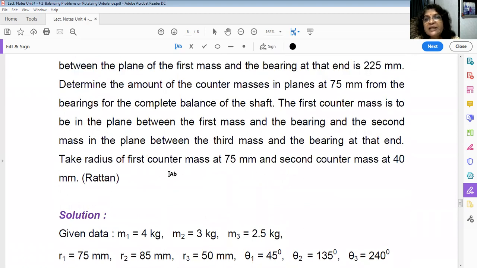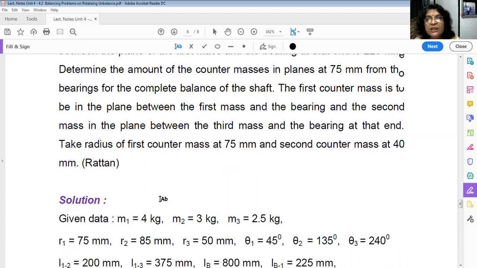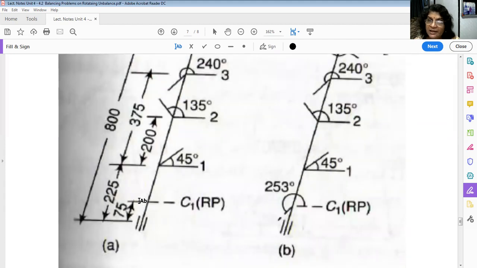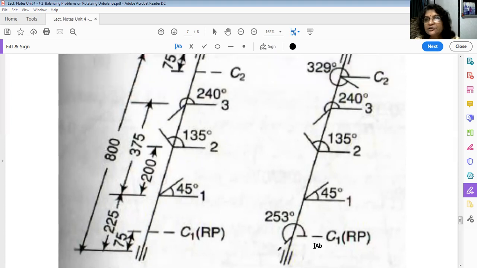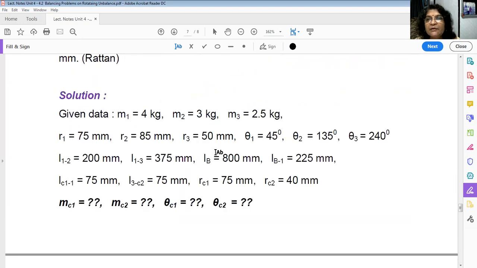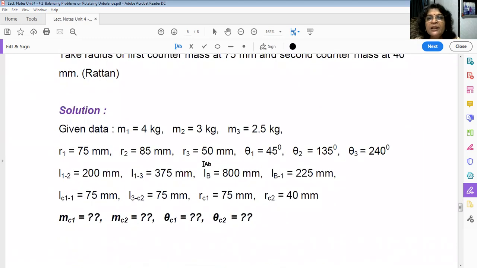Take the radius of the first counter mass as 75 mm and the second counter mass as 40 mm. Okay. So this is at a distance, that means RC2 and RC1 are given, that is the eccentricity. So this is at 75 mm and this is at 40 mm, okay. Now let us see, whatever the data is given, we have to write it down in the given notation. This problem is also from Theory of Machines by Ratan.